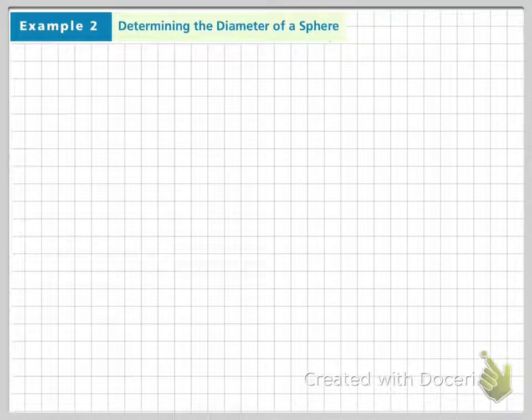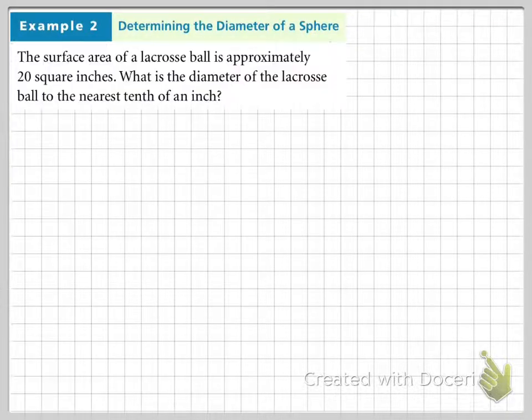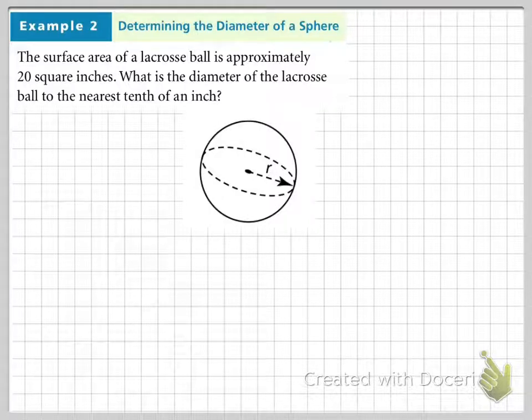In example 2, determine the diameter of a sphere. Well, the surface area of a lacrosse ball is approximately 20 square inches. So they're giving us the surface area again. Now they want to know what is the diameter. So here we go. What's the diameter of the ball to the nearest tenth of an inch? We're going to say here we have a ball. We're looking for r. The surface area is 4 pi r squared. Now we're going to replace the SA with 20 is equal to 4 pi times r squared.